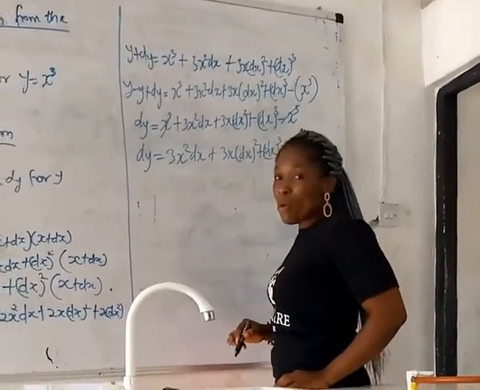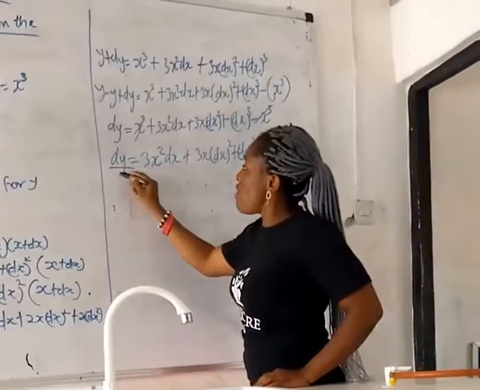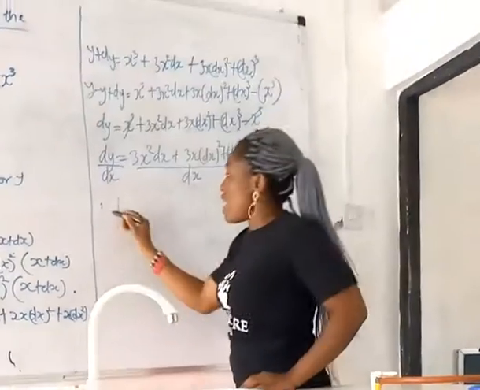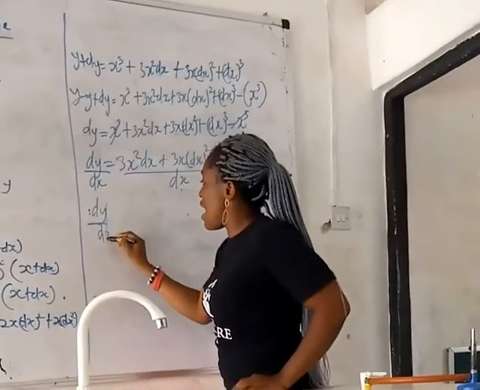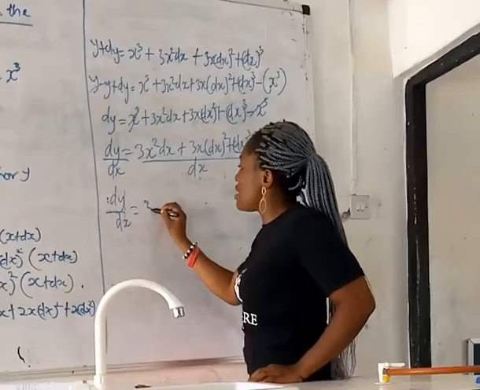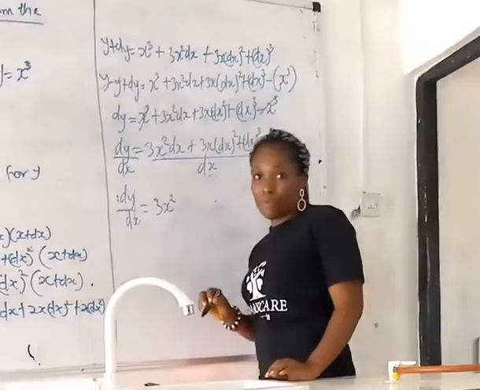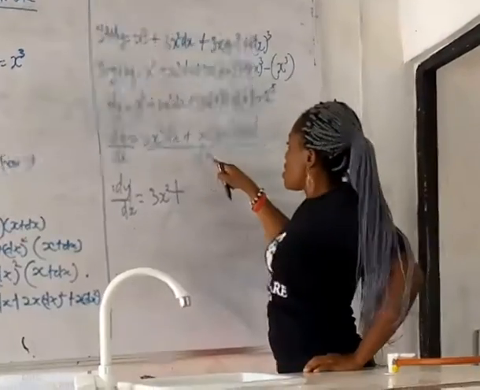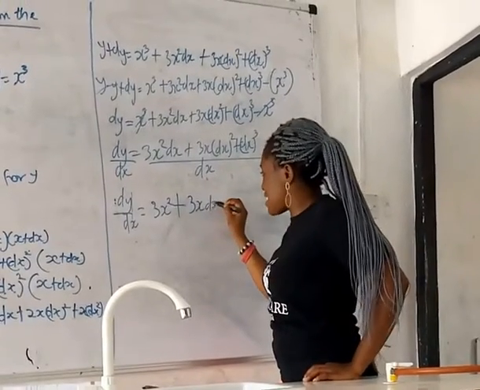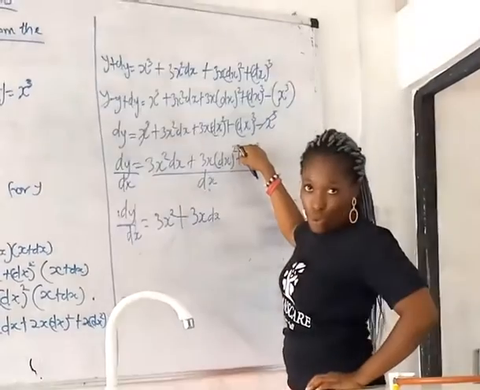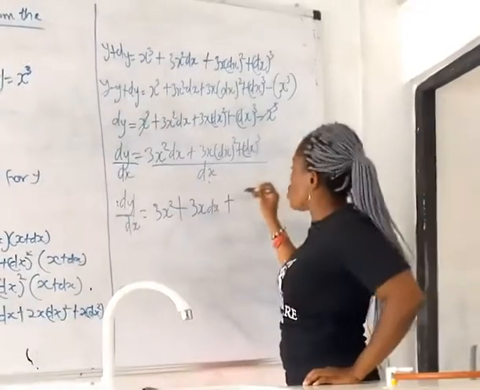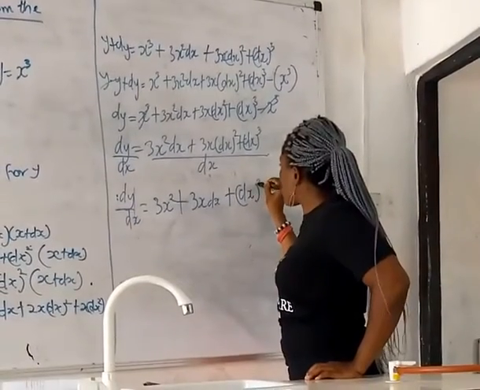Now you divide both sides by dx, so over dx, all over dx. So you're having dy over dx is equal to, when dx goes into this dx, it will remain 3x squared, plus dx goes into dx squared will give you 3x dx, because this is dx to the power 2. Then plus, dx goes into dx cubed, it remains dx squared.